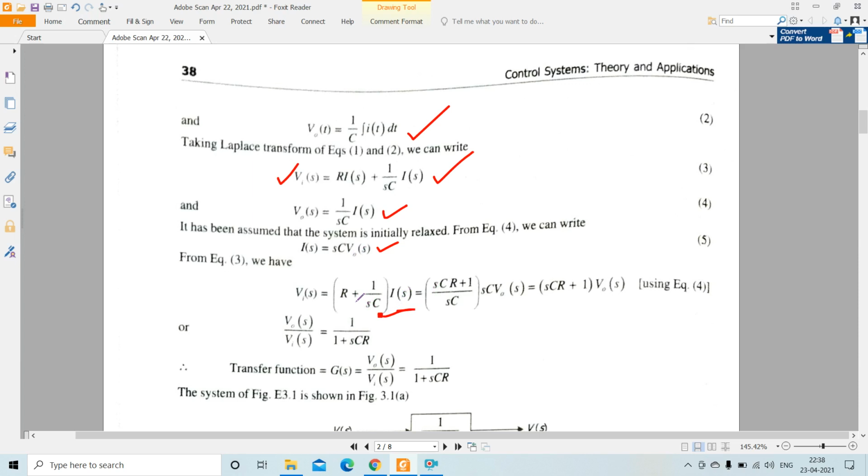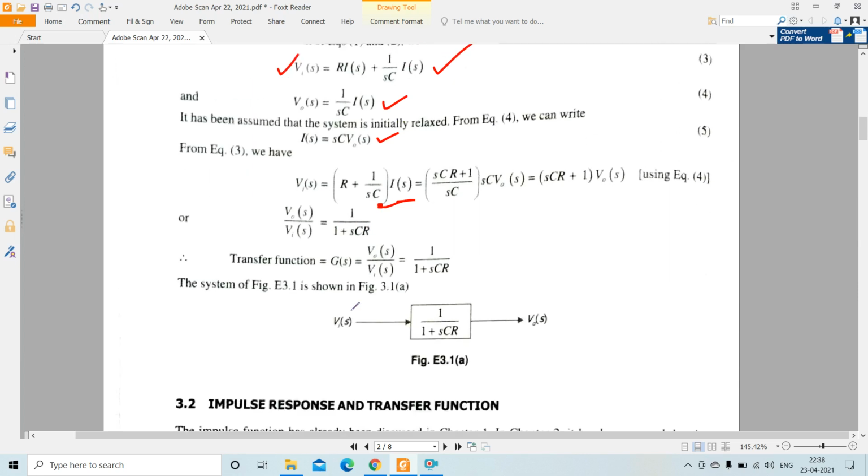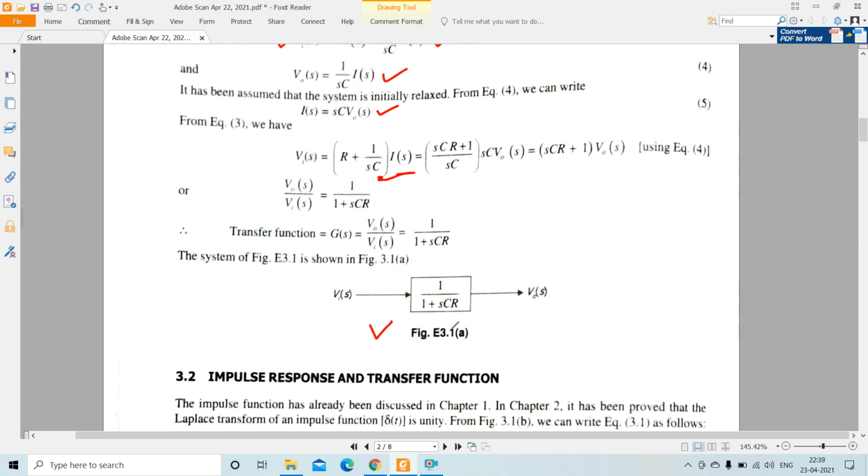We have to solve this algebraically. This is (sCR plus 1) by sC, and I(s) is sC into V0(s). So sC cancel out each other, and then (sCR plus 1) into V0(s). So our transfer function V0(s) by Vi(s) is equal to 1 by 1 plus sCR. So here the transfer function G(s) is equal to V0(s) by Vi(s) is equal to 1 by 1 plus sCR, and the electrical system given above can be represented like this: Vi(s), this is V0(s), and this is the G(s), that is 1 by 1 plus sCR.